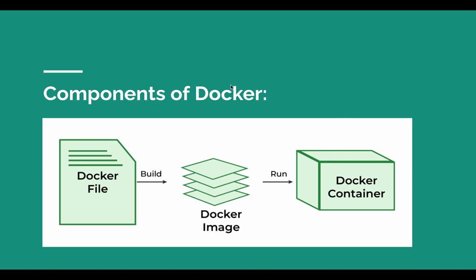So let's discuss the main thing, the components of Docker. Firstly, we will start from the Dockerfile, which is then built into the Docker image, and then we will run the Docker image as a Docker container. We begin with the Dockerfile, which can be built into a Docker image and which can be run as a Docker container.